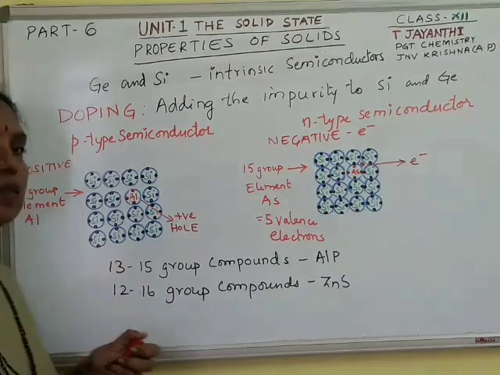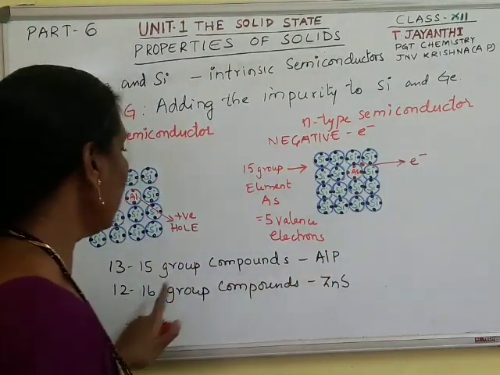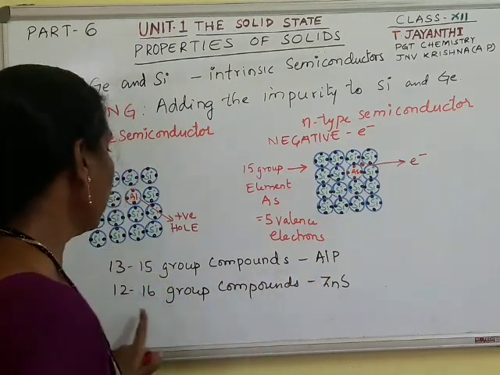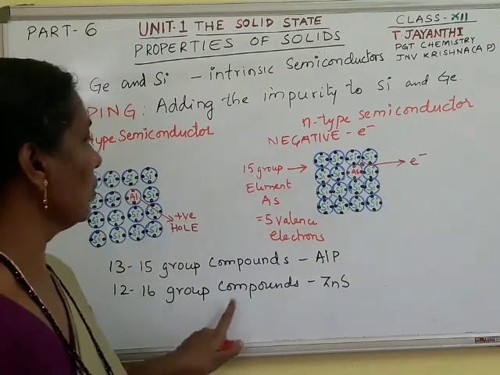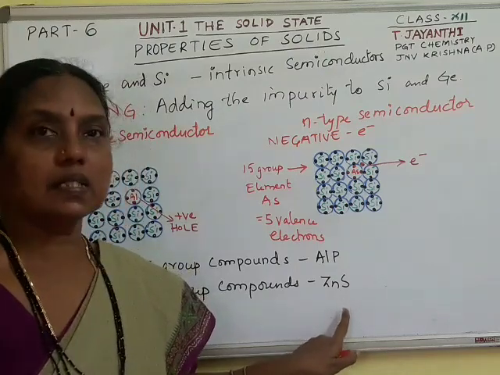The compounds formed by the combination of 13th group element and 15th group element are called 13-15 group compounds, and the compounds formed by 12th group and 16th group are called 12-16 group compounds. Example, zinc sulfide.